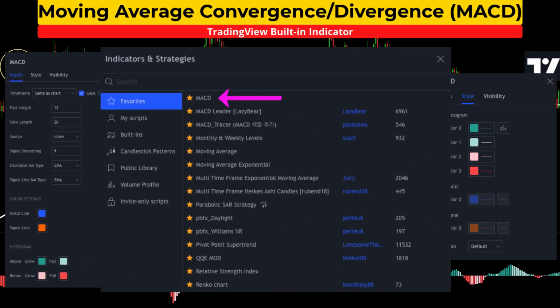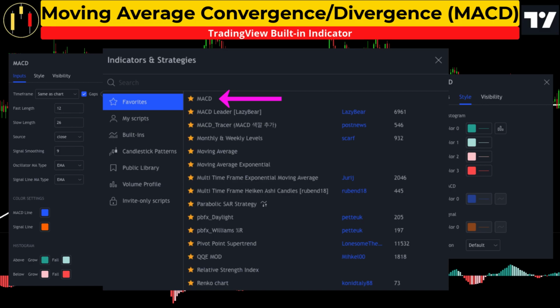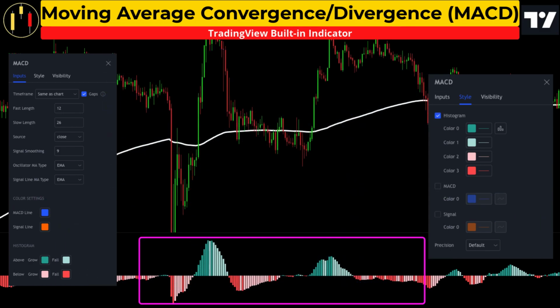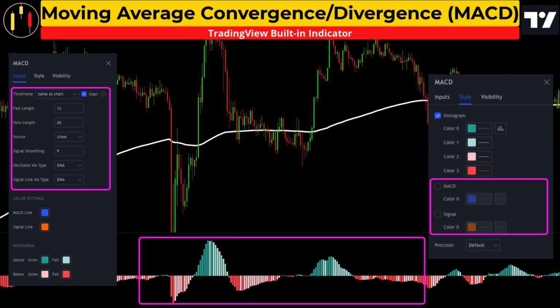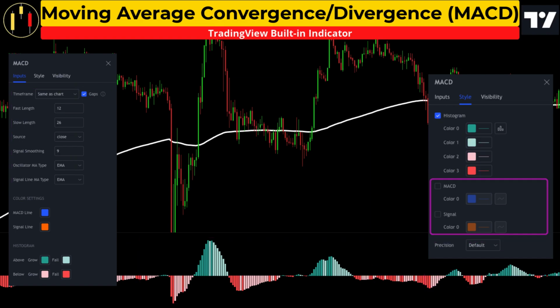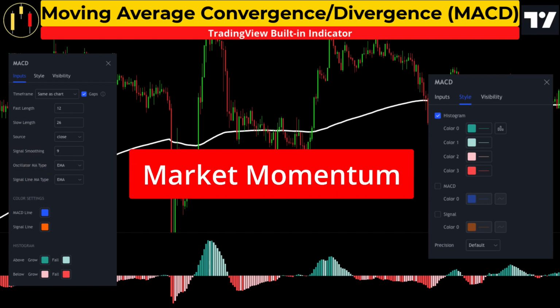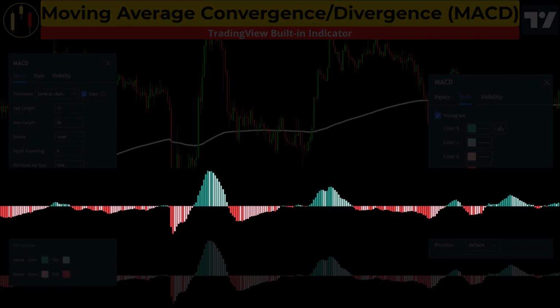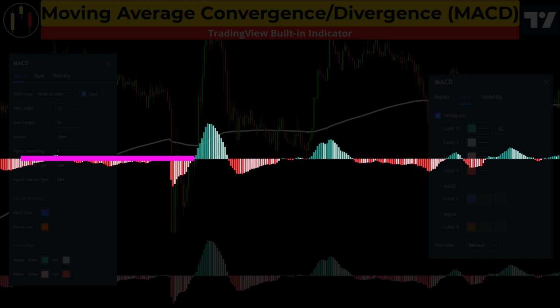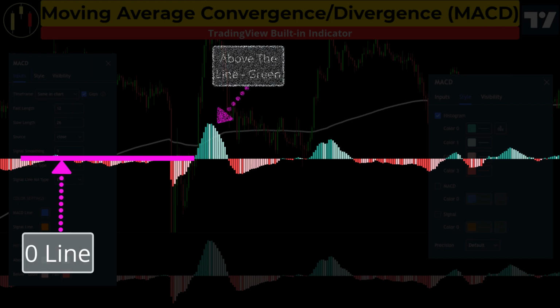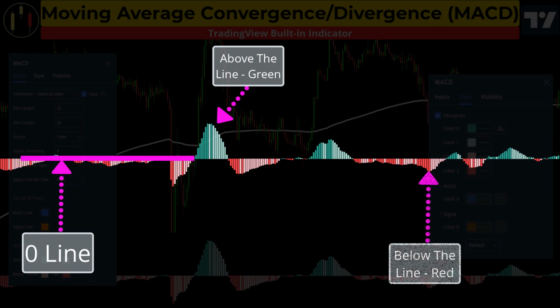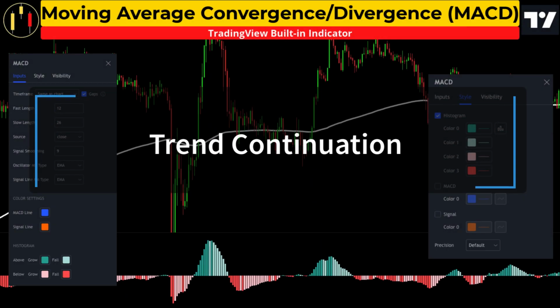The second free TradingView indicator is the moving average convergence divergence, or MACD. The inputs will be kept at default, and I am going to remove the MACD and signal lines. The MACD is one of the most widely used indicators in the industry and is often used to gauge market momentum. For this strategy, the histogram will be utilized. The MACD features a zero line, and when the histogram is above the line, it is colored in green, indicating bullish momentum. When below the zero line, the histogram is red, indicating bearish momentum. In this strategy, the oscillator will confirm the possibility of trend continuation.